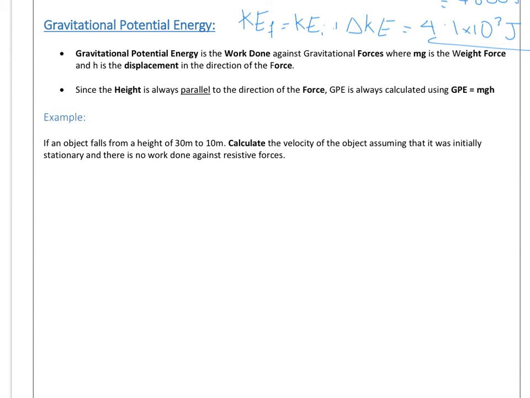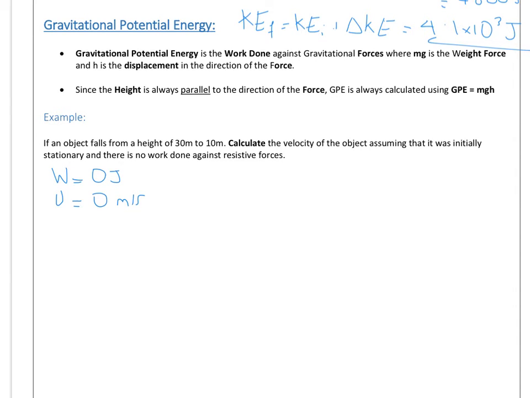So you can calculate the gravitational potential energy by doing mgh, or the change in gravitational potential energy is mg delta h. So an object falls from a height of 30 meters to 10 meters. Calculate the velocity of the object, assuming that it was initially stationary and there's no work done against resistive forces. Let's summarize the information we've got. We know that the work done is 0, and the initial velocity, which we usually give the symbol u, is 0 meters per second.